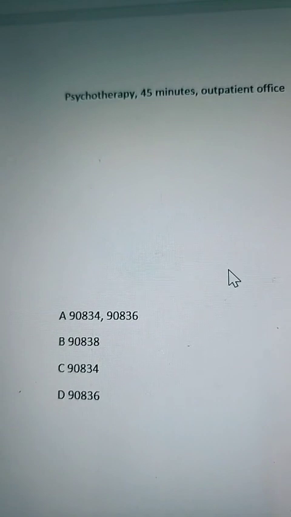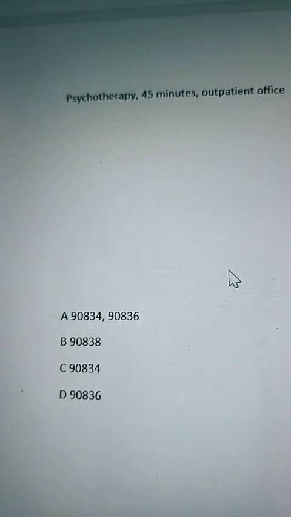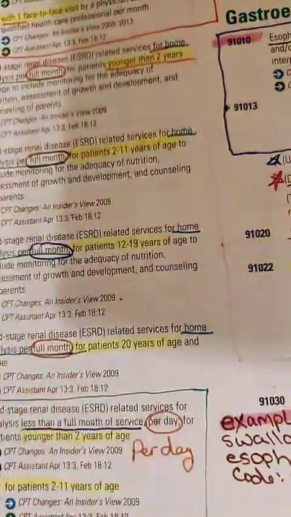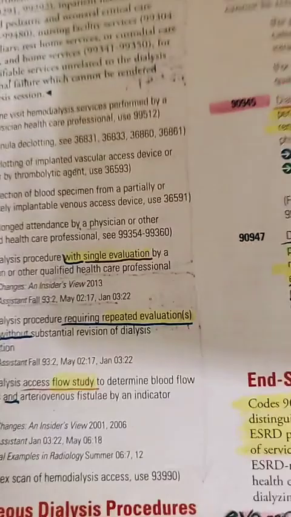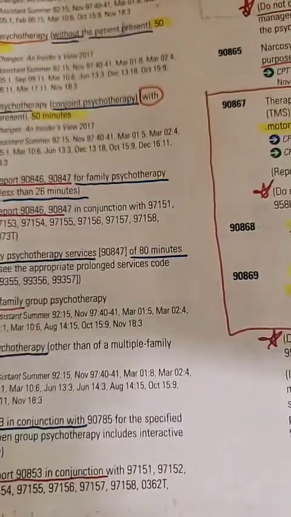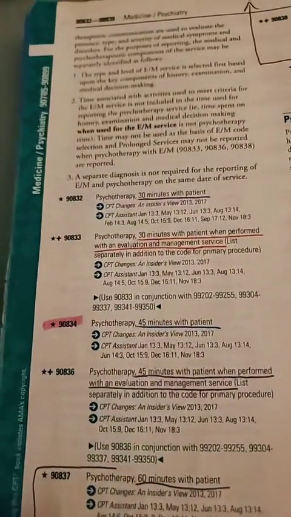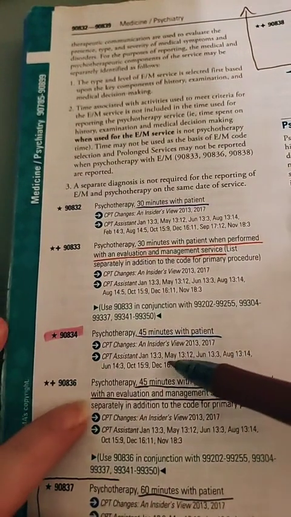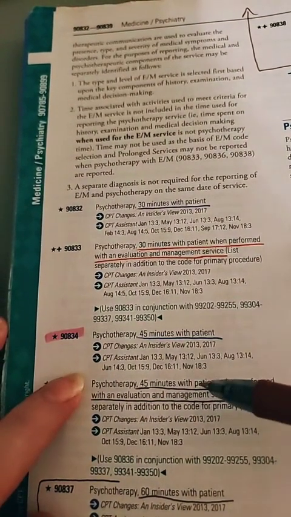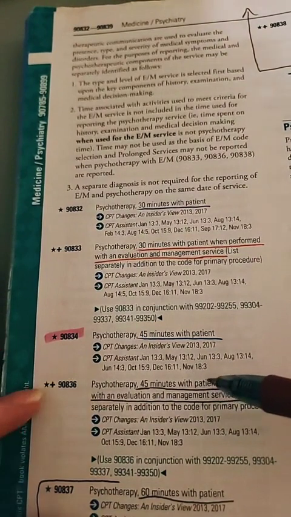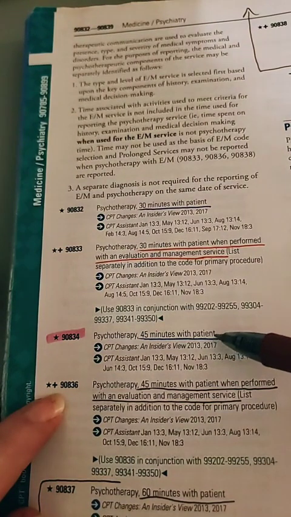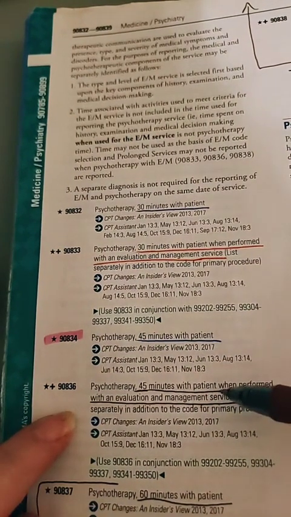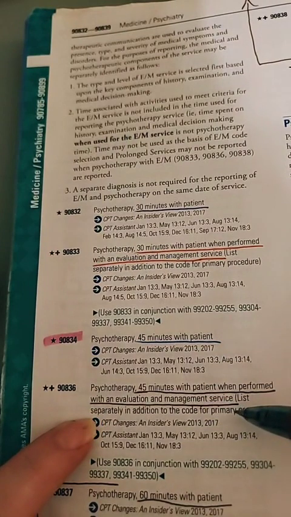That would be where I'd start out with, the 98034 and see what I can use it for. 90834. Over here, psychotherapy, what I need. It doesn't say to use with a code or not, so the 36 that was underneath it is an add-on code. This is for 45 minutes with a patient, 45-minute patient with an evaluation E&M visit.